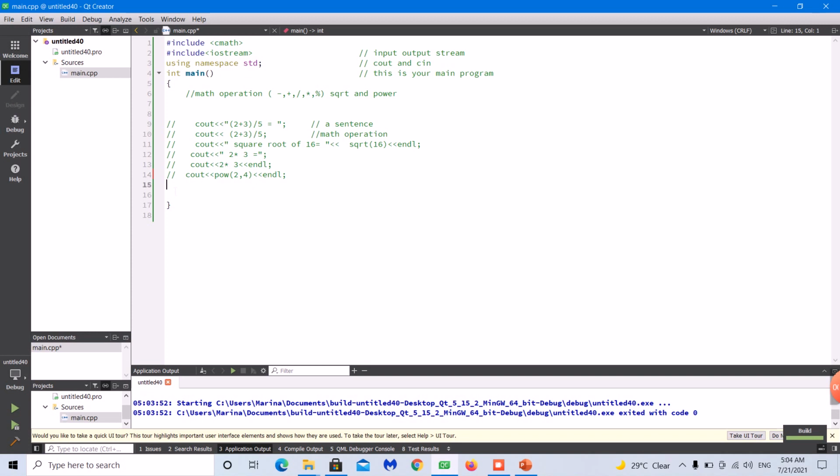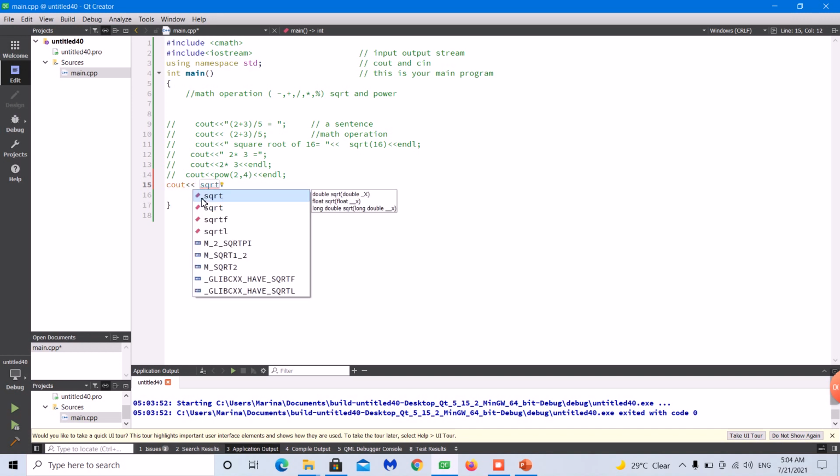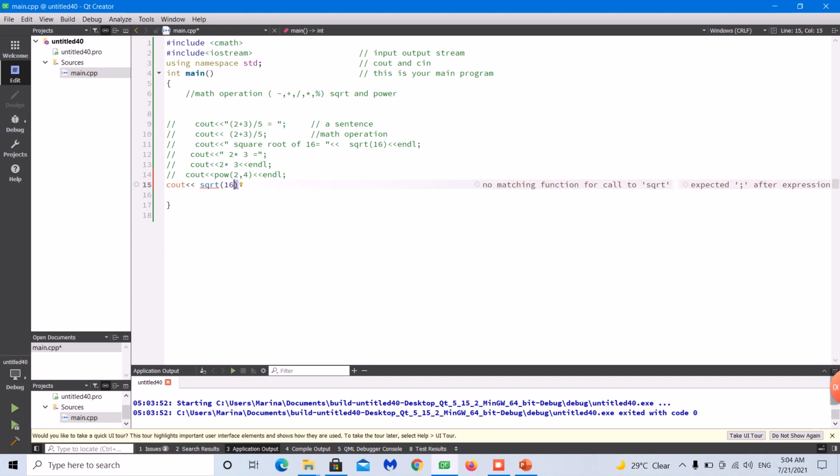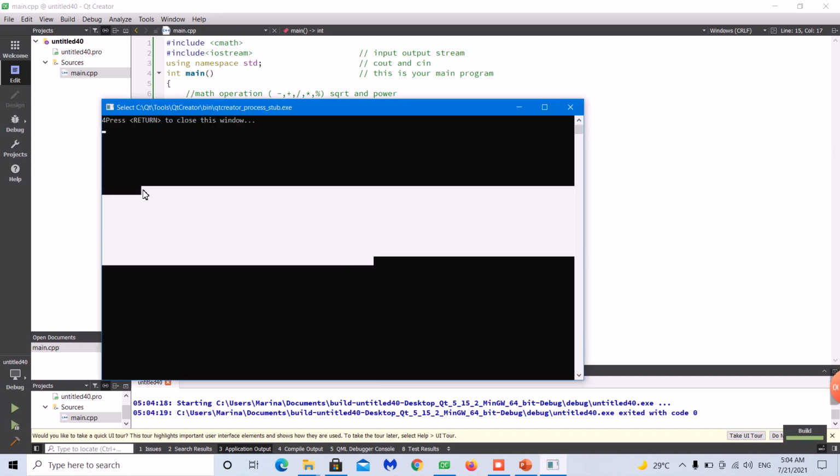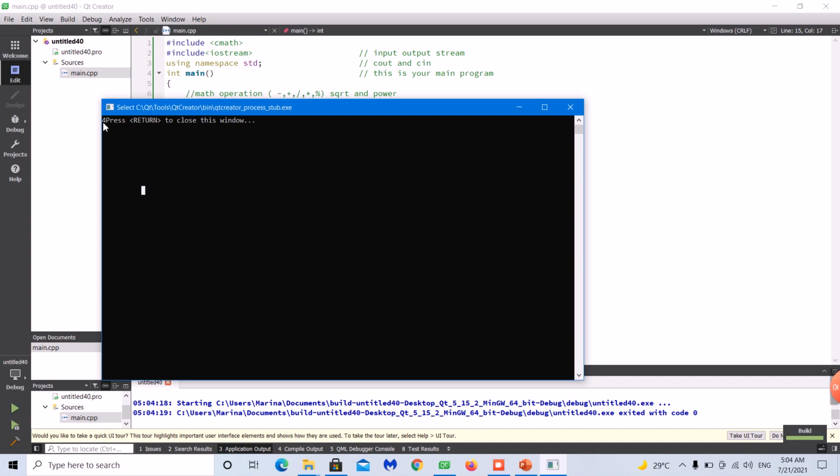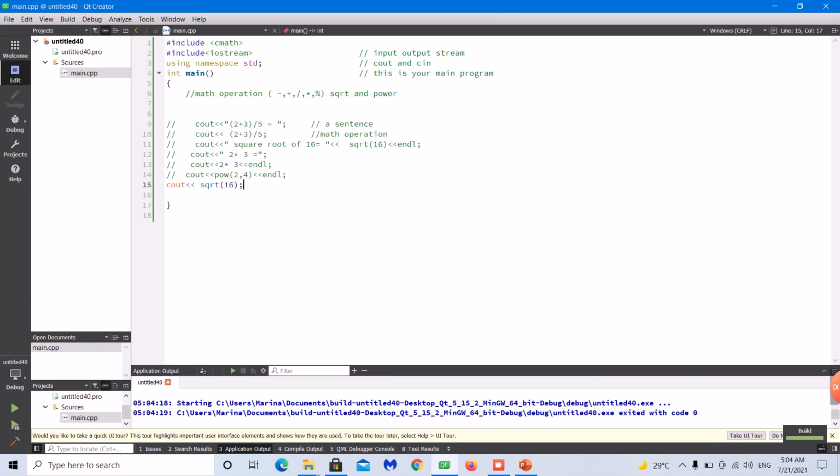We have also the square root that we introduced before. So if I wrote here cout, SQRT, in parentheses, and the 16, for example, square root of 16, I'm sorry, it's going to be 4, and that's correct.